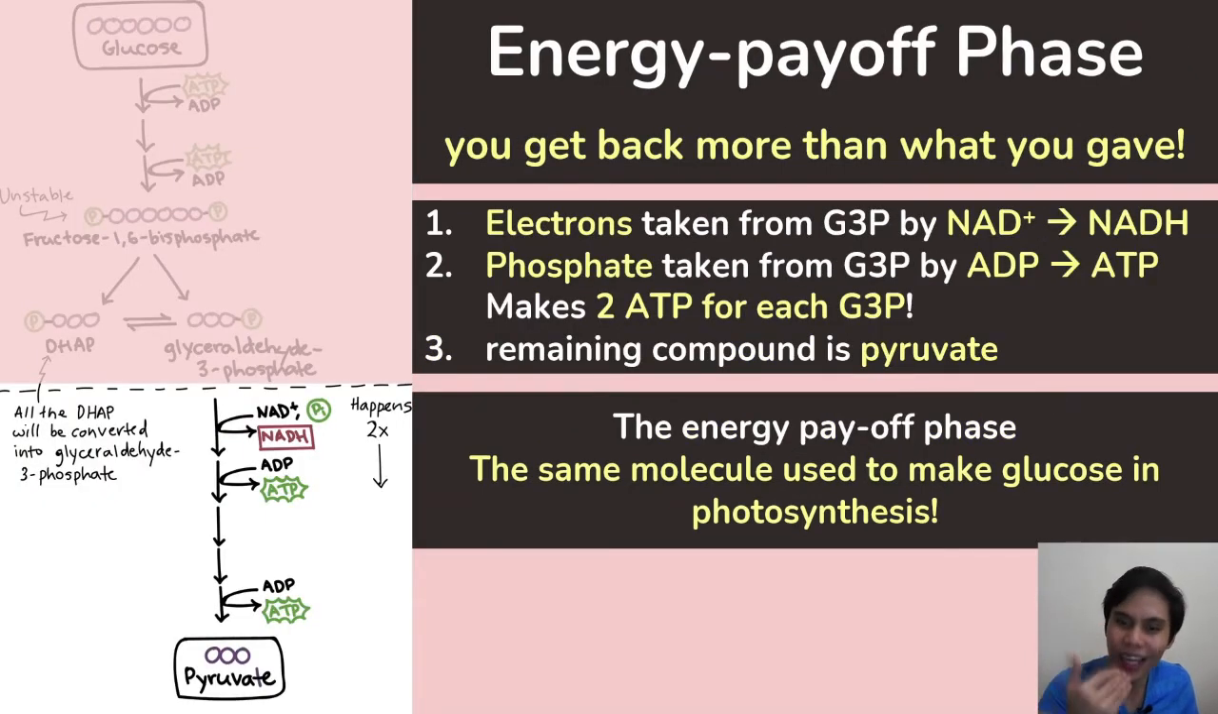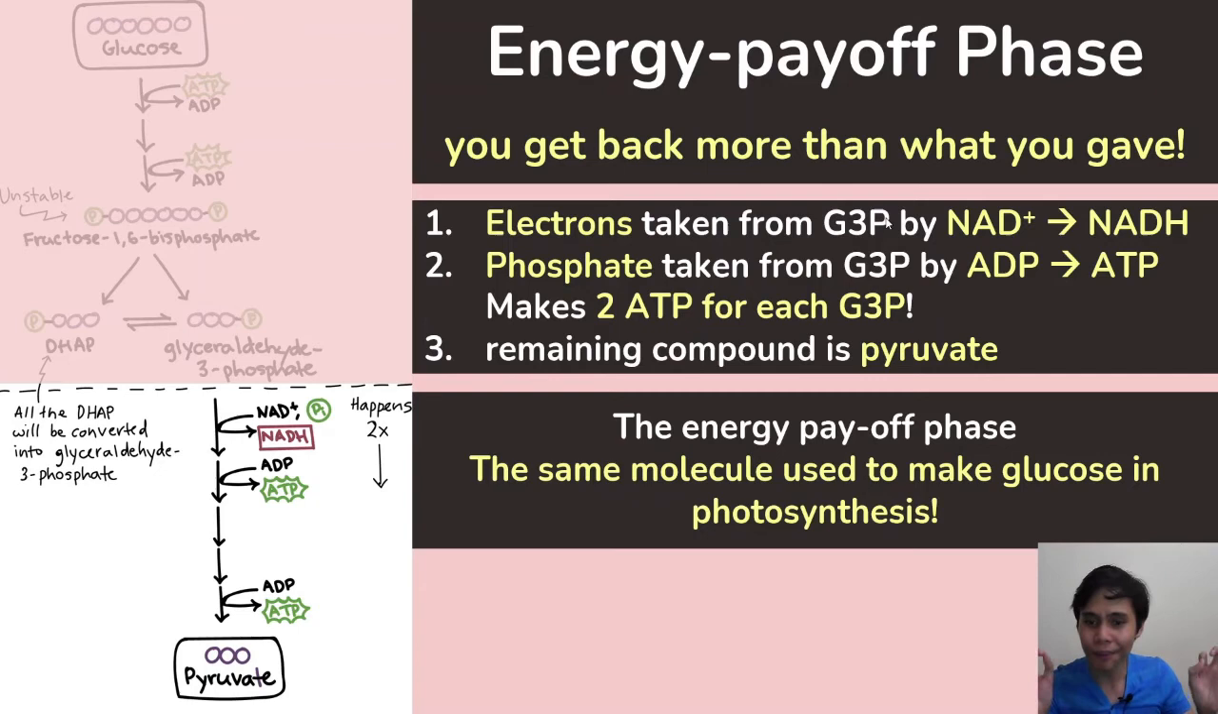So we go to the energy payoff phase. So we put in 2 ATP, but now we're going to take our energy back and get some interest. So what happens is that electrons get taken from G3P by an electron transporter, NAD+.